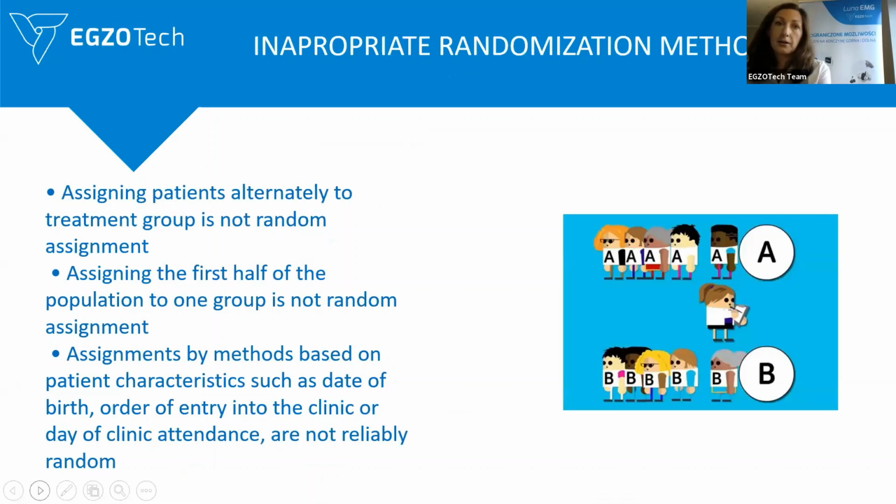Of course, randomization can be done in many inappropriate ways. For example, assigning patients alternately to treatment group is not really a random assignment. Assigning the first half of the population to one group is also not a random assignment. Assignments by methods based on patients' characteristics such as date of birth, order of entry into the clinic, or day of the clinic attendance are also not reliably random.